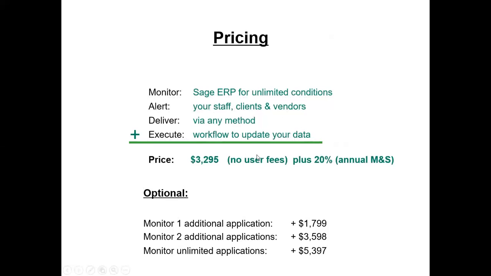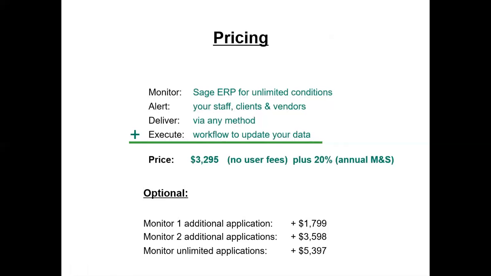For that suite of functionality, you're looking at a one-time purchase price of just under $3,300, $3,295. Again, that is a one-time cost. You'd then be looking at an additional annual maintenance and support cost of roughly 20% or $650 per year. There are just 3 options for you to consider on top of that.